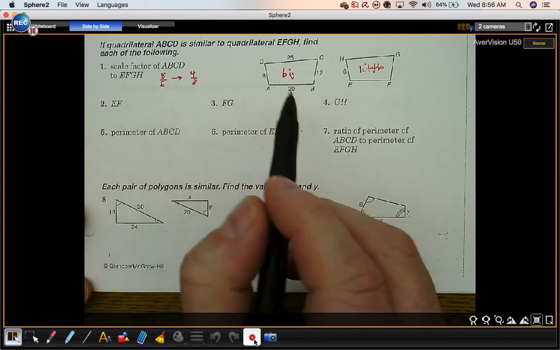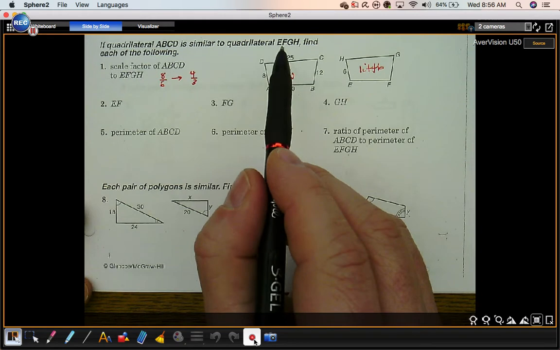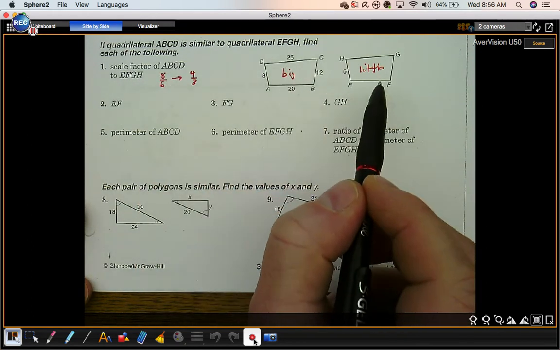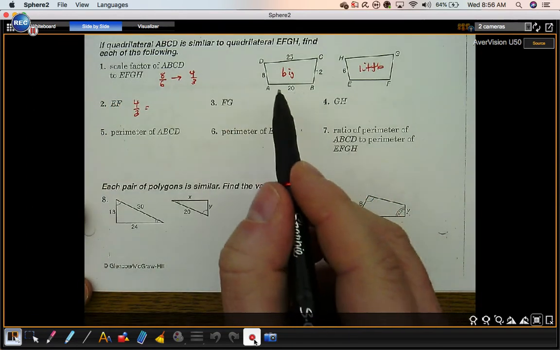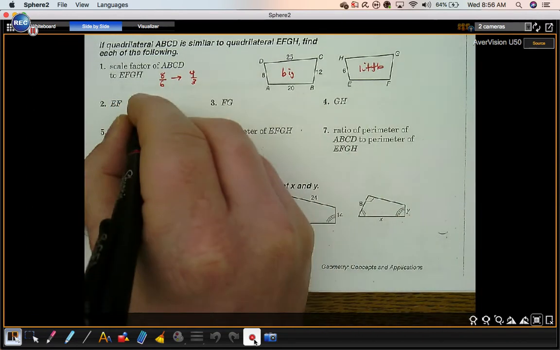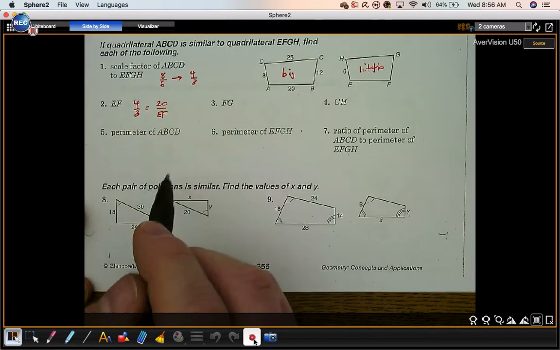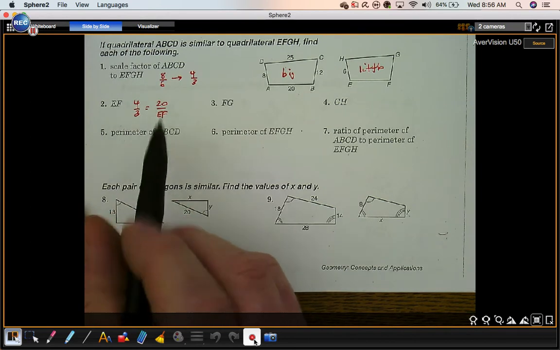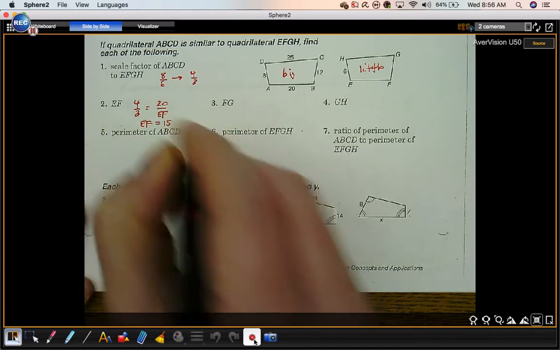How far is it from E to F? Well, what does segment EF go with? It goes with segment AB. So the bottom does go with the bottom. Our scale factor is 4/3, so that means this needs to be 4/3 also. You don't even need to cross multiply here. 4 times 5 is 20. 3 times 5 is 15.